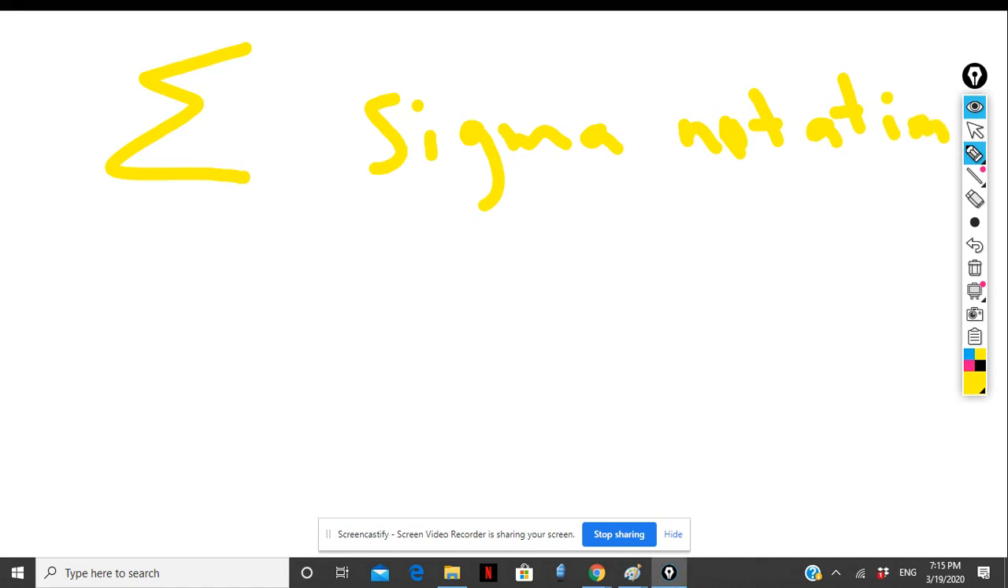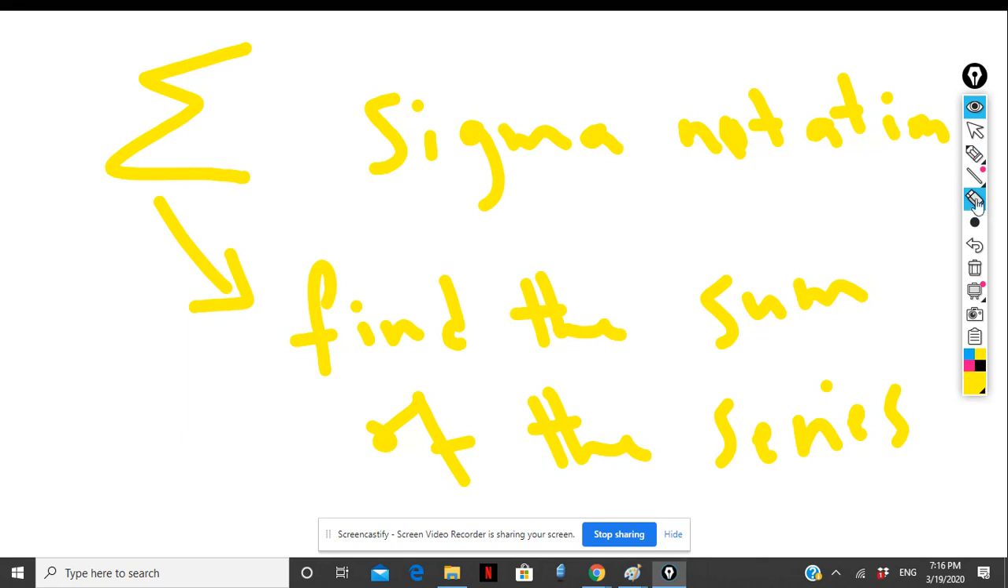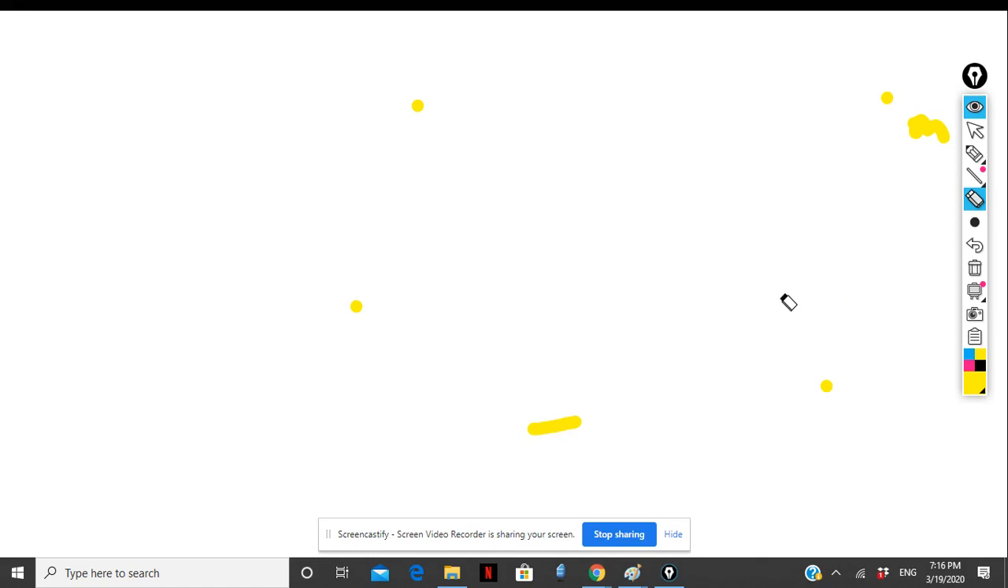Before explaining sigma notation, you have to understand the sequence and the series. So this simply means find the sum of the series. Find the sum of the series. So the next question is going to be, where is the series? Okay, so now I'm going to erase everything and I'm going to show you how to find the series.